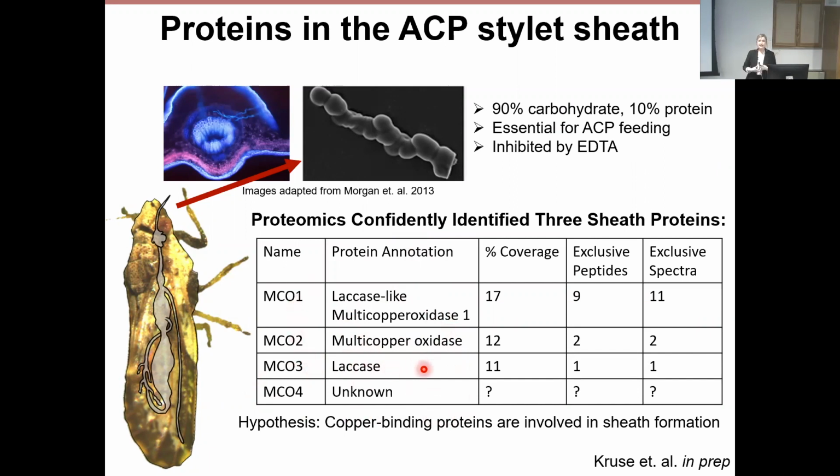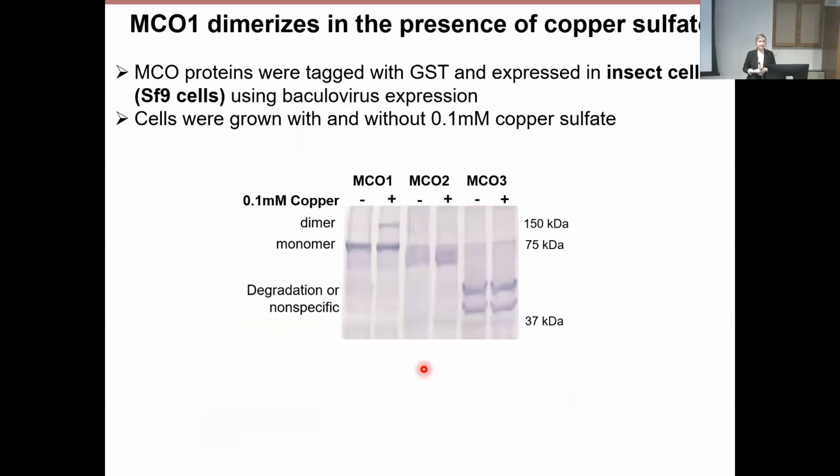So I'll note that each of these proteins has a predicted copper binding function. And therefore, my hypothesis going forward is that copper binding proteins are involved in sheath formation. The first thing I wanted to do was to see whether these proteins could directly bind copper when they're in insect cells. And so working with the Blissard lab, I expressed the MCO proteins tagged with GST in insect cells using a baculovirus expression system.